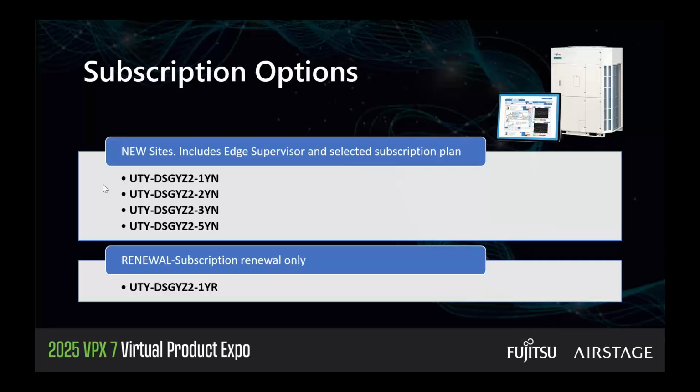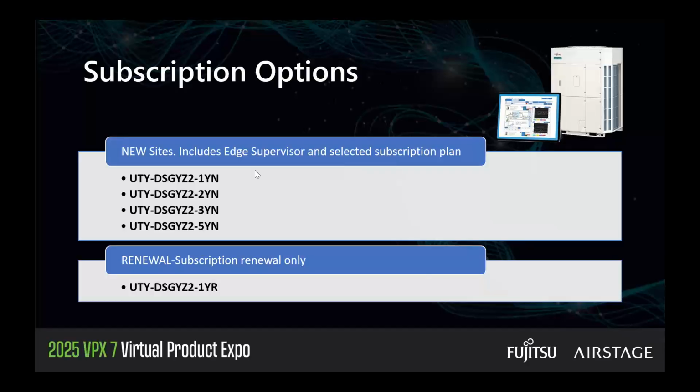If you have a new site that you're including into AIRSTAGE Cloud, you're going to need that Edge Supervisor. That Edge Supervisor black box is going to control up to about 128 to 140 indoor units that are on the pink wire. If it's a Wi-Fi system, we can connect up to 200. So if you have a large site where you have 350, 400 indoor units, then you're probably going to have 3 Edge Supervisors on that job site. Each one of those gets a subscription.